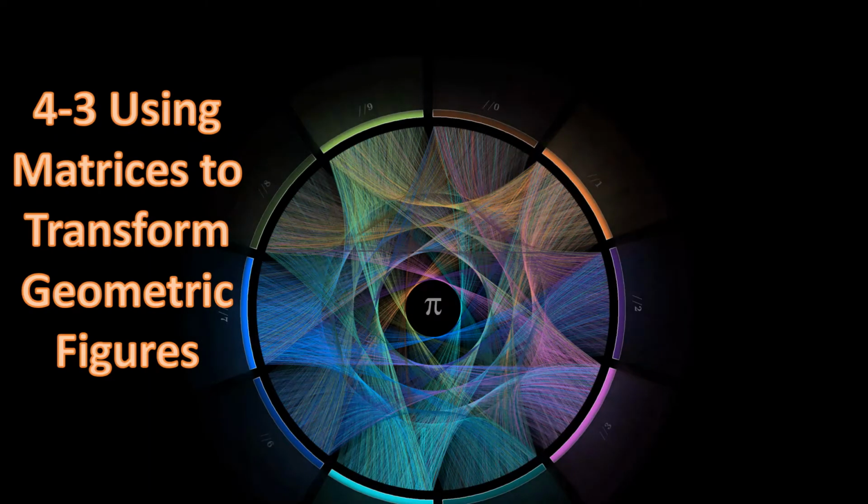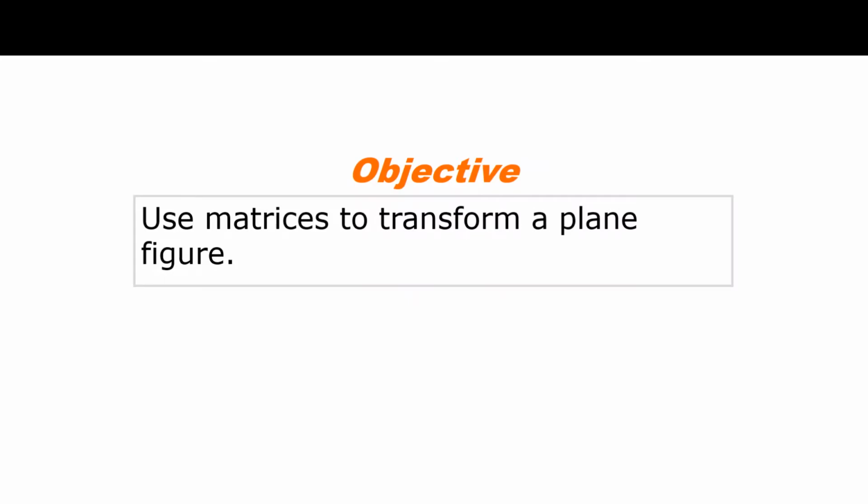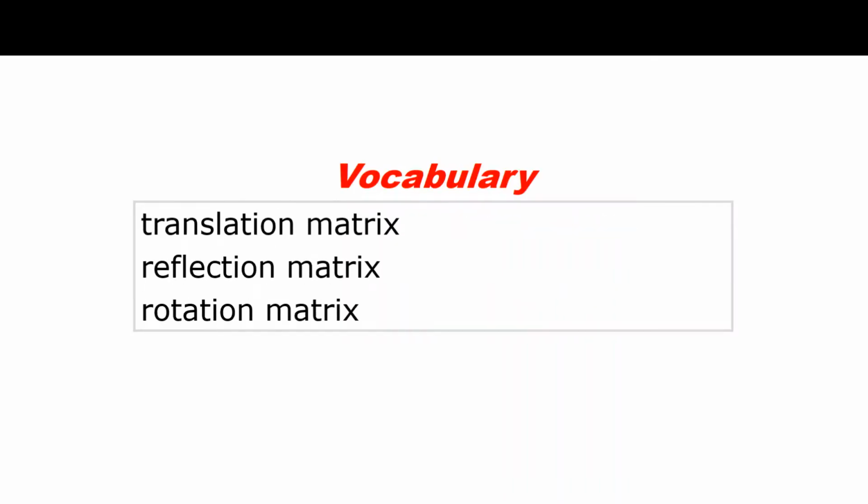Hey everyone, welcome back. This is lesson 4.3, using matrices to transform geometric figures. The objective for today: you're going to be able to use matrices to transform a plane figure. Your vocabulary for today will be translation matrix, reflection matrix, and rotation matrix.